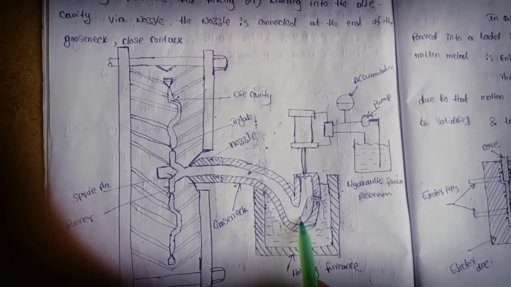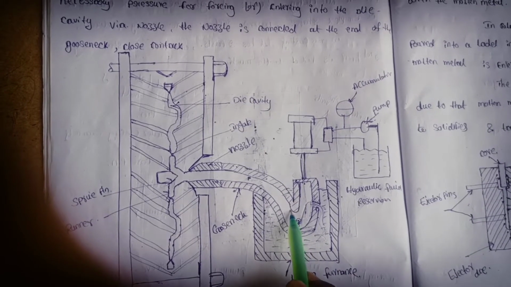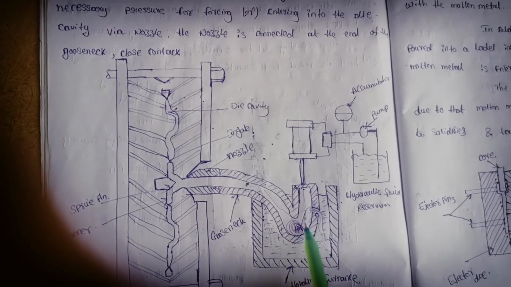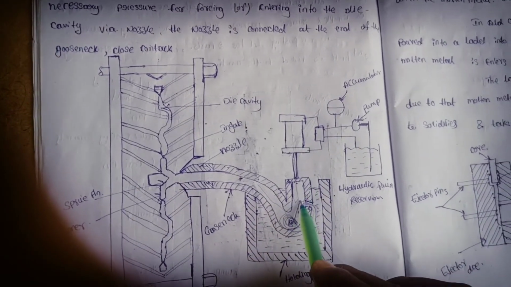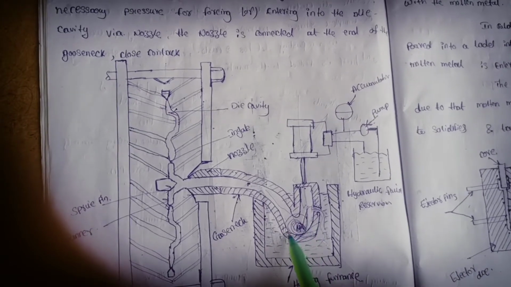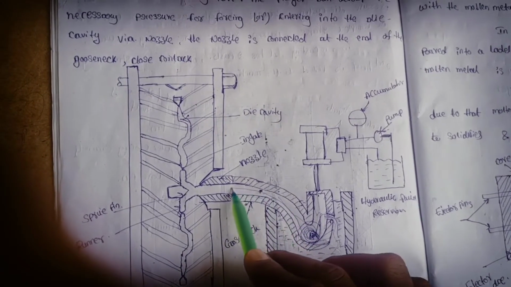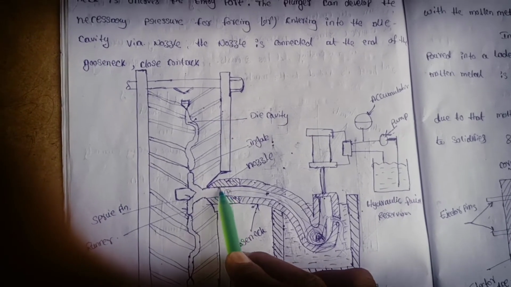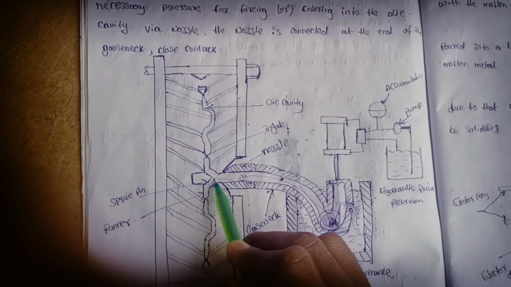This way it enters into the gooseneck, so it cannot move to the upper side because it does not have much pressure. For that the plunger moves downside and it pressurizes this molten metal and enters into the gooseneck. So it forcefully enters into the gooseneck and to the nozzle to our die cavity.